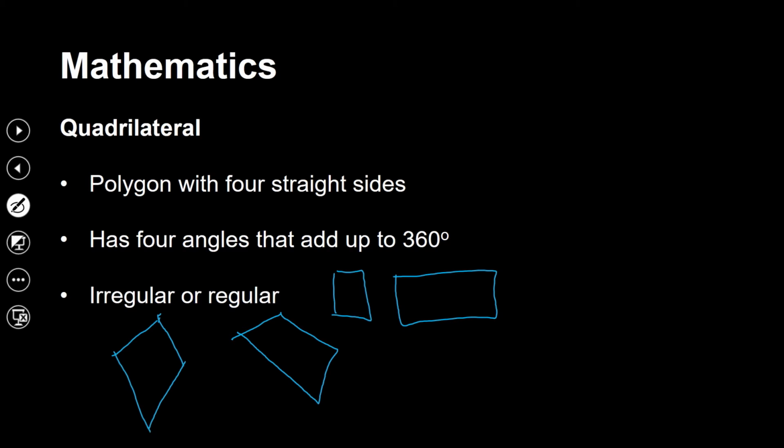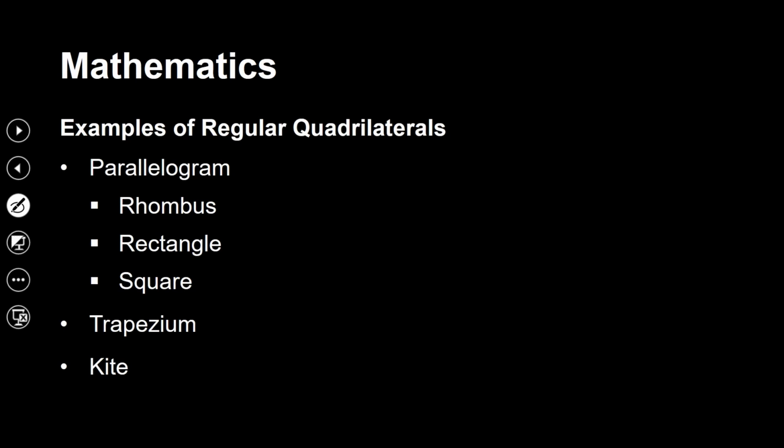It's still a quadrilateral, though it might look like a kite, as long as it has 4 sides and the angles add up to 360 degrees. Examples of regular quadrilaterals are our parallelograms, which are a rhombus, a rectangle and a square, as well as a trapezium and a kite.